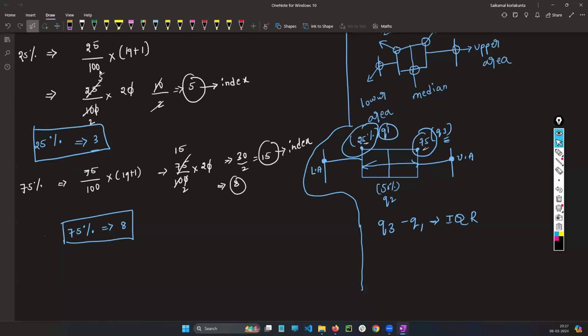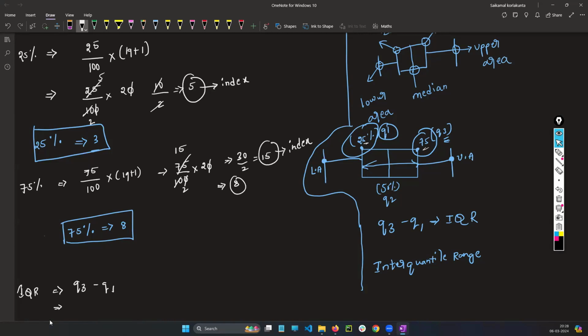If anybody asks you what is the meaning of IQR, it is the interquartile range. The difference between 75% of the data minus 25% of the data, which means Q3 minus Q1. So please solve it. What is the IQR, the interquartile range? IQR means Q3 minus Q1. Q3 means 75, Q1 means 25.